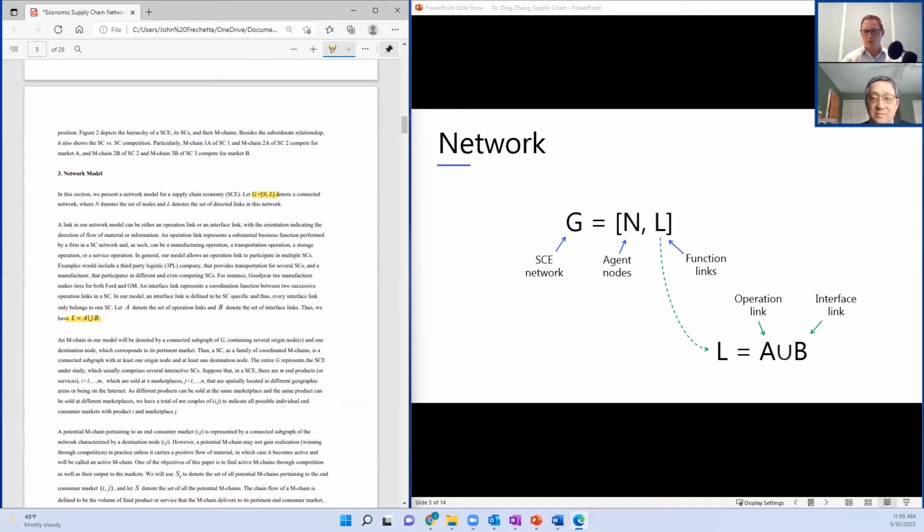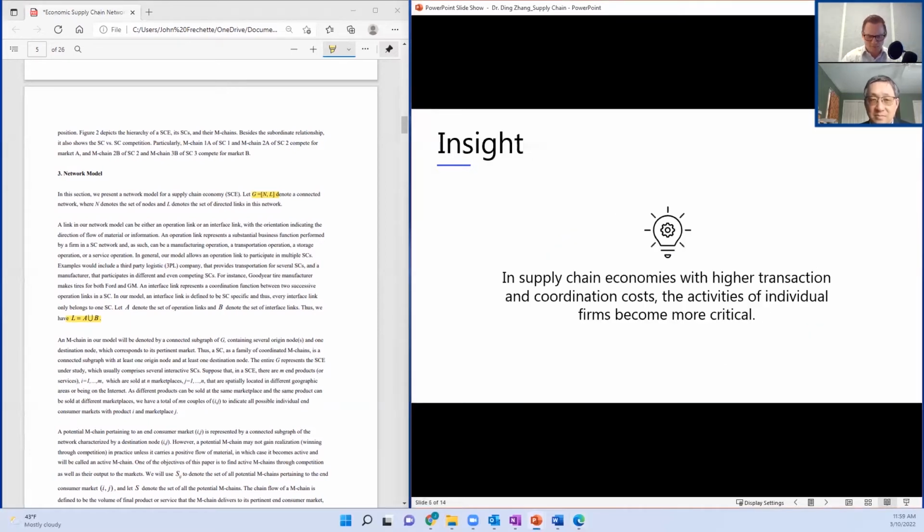So something like this, very simple, but we can already start to think about what it means in its most basic form. So pulling out a little bit of intelligence, you can infer here that in supply chain economies with high transaction coordination costs relative to even distant substitutes, once again, that's your interface link, the activities of single firms and individuals become more critical to remaining competitive.